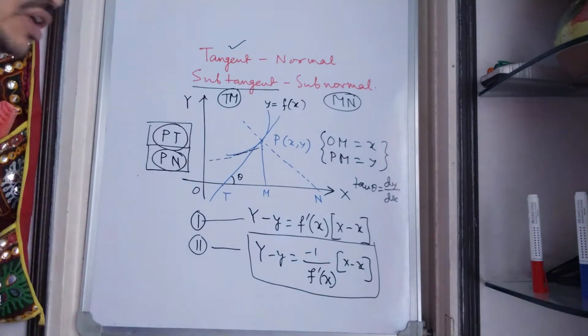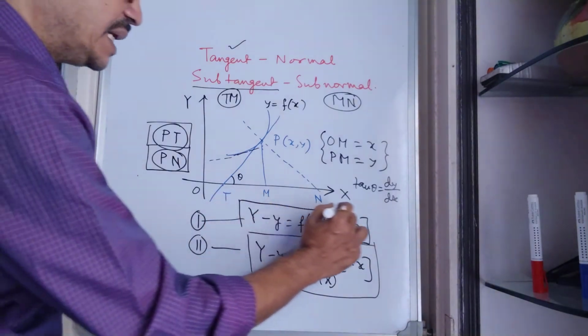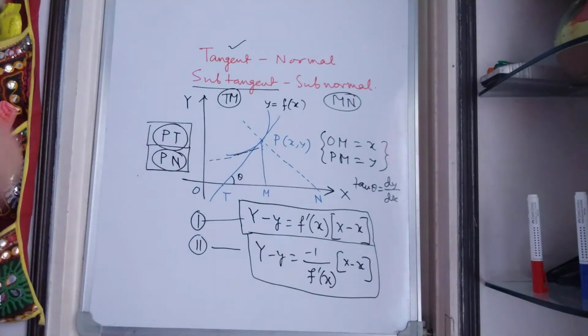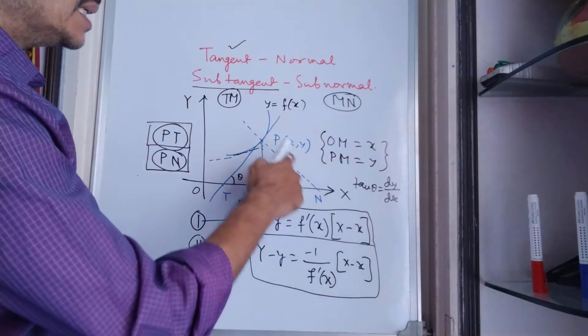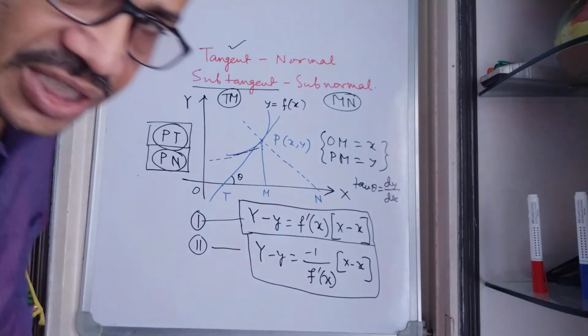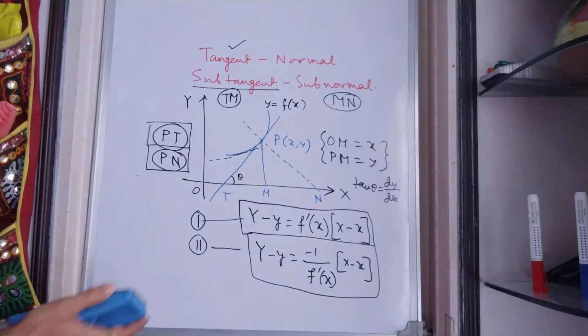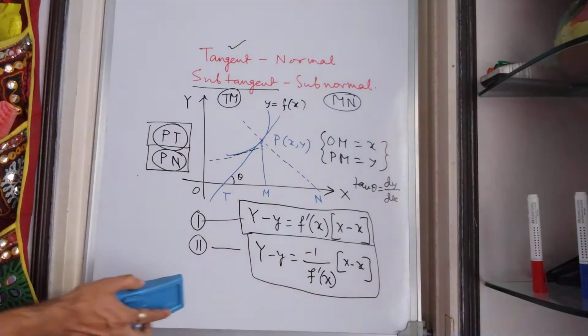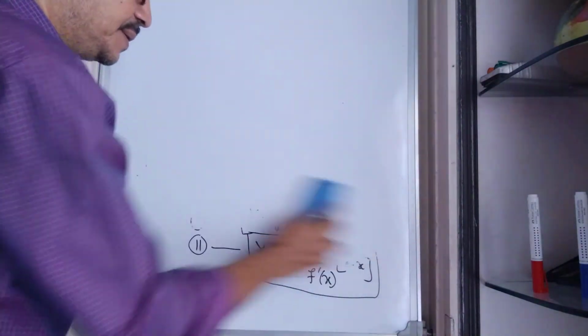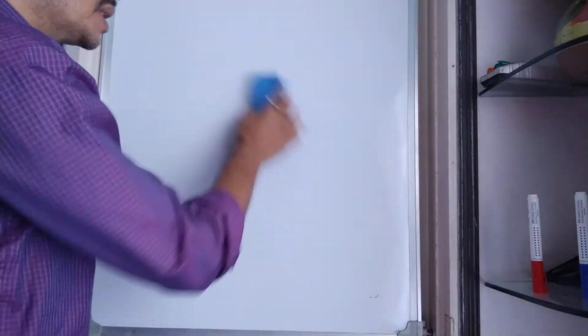And here one should remember that capital Y and capital X act as the locus point of the tangent or normal, where small x and small y is the particular value of the point at which the tangent and normal are being drawn. So with this little introduction, we can easily find the length of the tangent and normal. Let us see how.